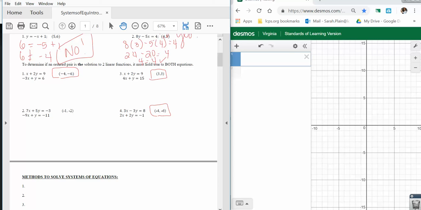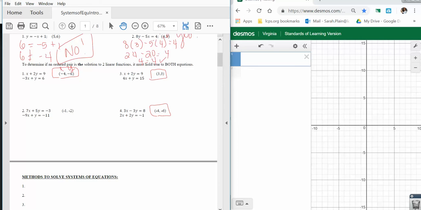So how do I determine if those values are solutions? If I do this by hand, I'm going to have to plug -4 in for x and -6 into y in both equations, and I have to say yes, yes on both equations. If I plug -4 in for x and -6 in for y, and I don't get yes, yes on both equations, that means it's not a solution.